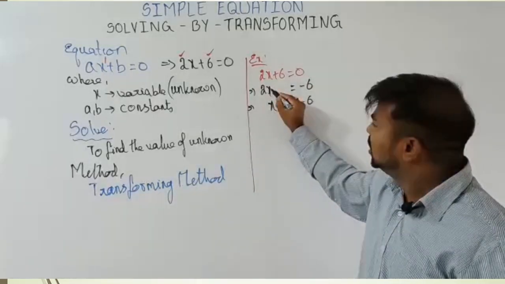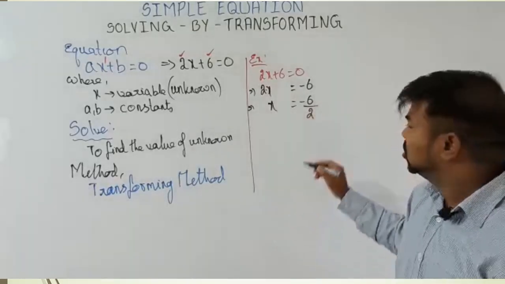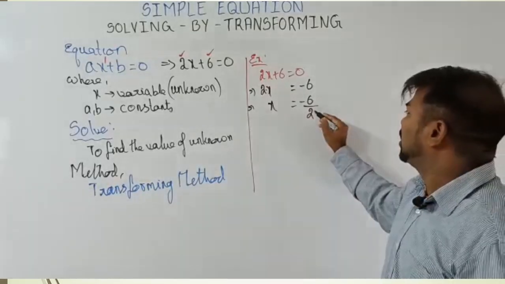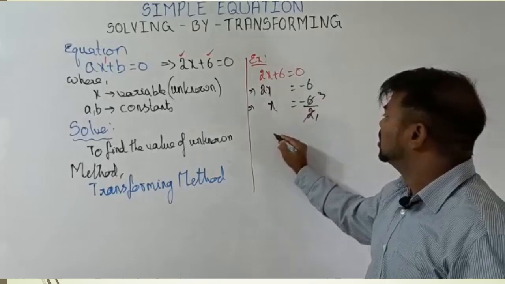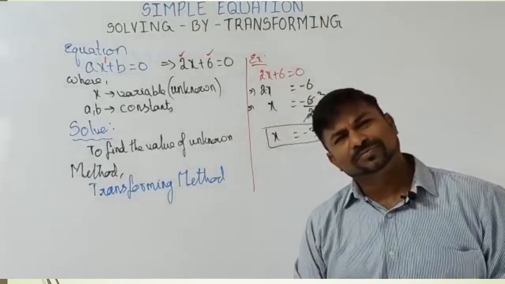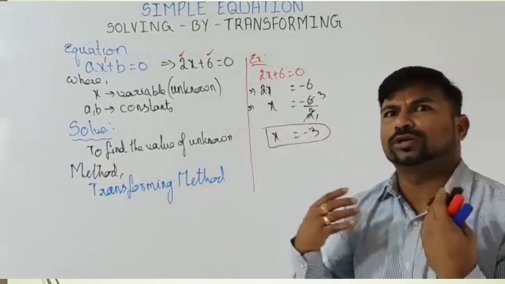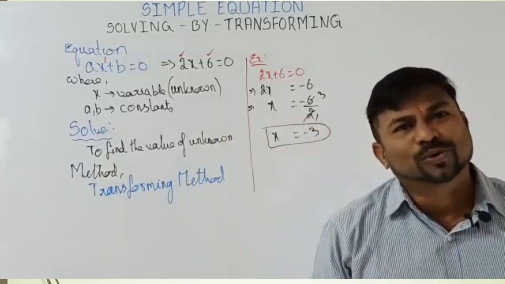Here 2 is multiplying, so when I send it to the other side, it becomes division. Now I am simplifying: 2 3s are 6, so x is equal to -3. This is the value of x. Okay, so you might be confused. What have we done? How did you get it? How did you do that?